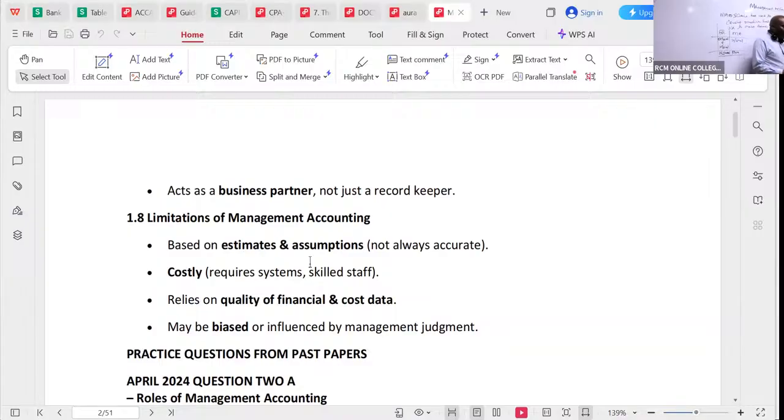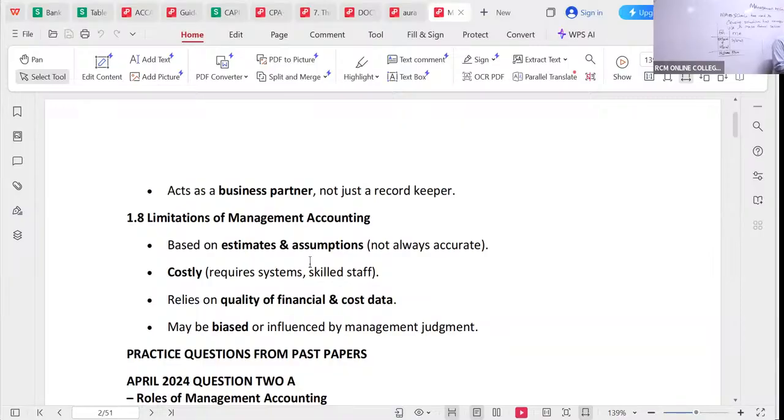Number two, ladies and gentlemen, this subject is so costly. Having to employ a management accountant in a company is costly. It is a discipline that is quite costly. It requires systems and skilled staff. It relies on quality of financial and cost data.